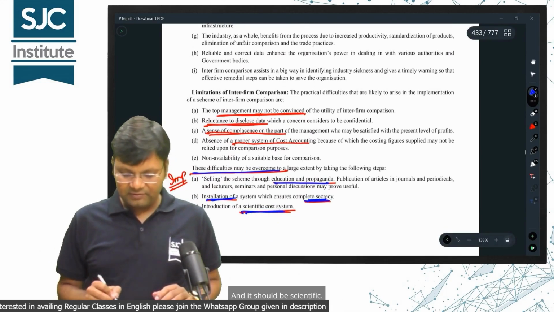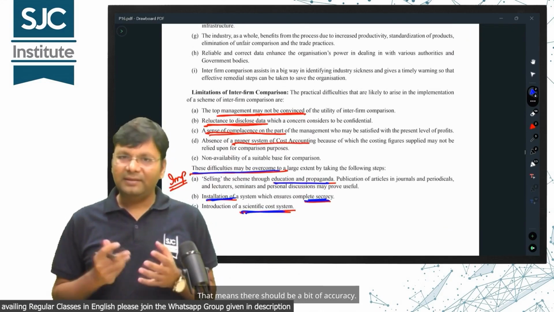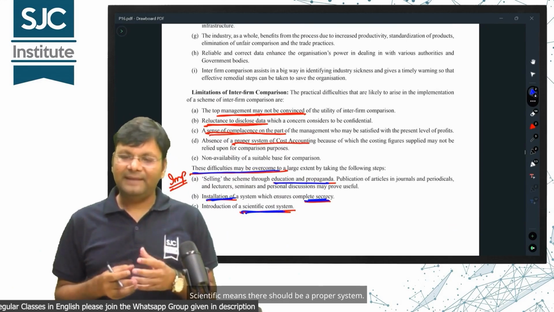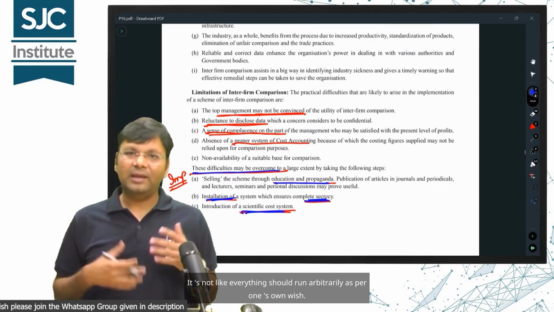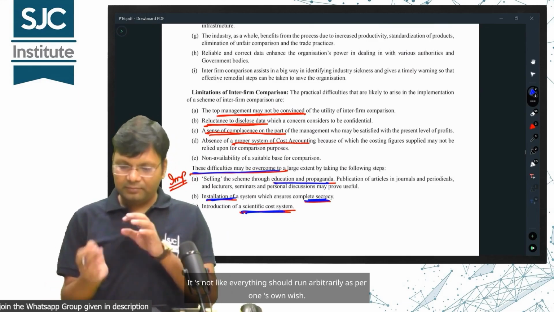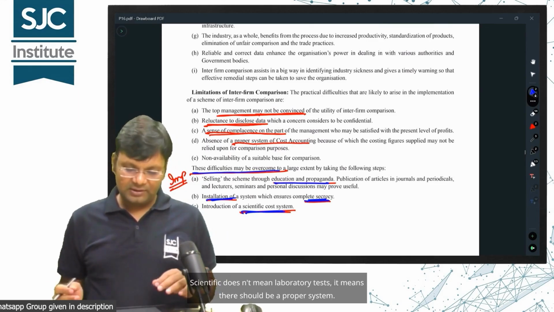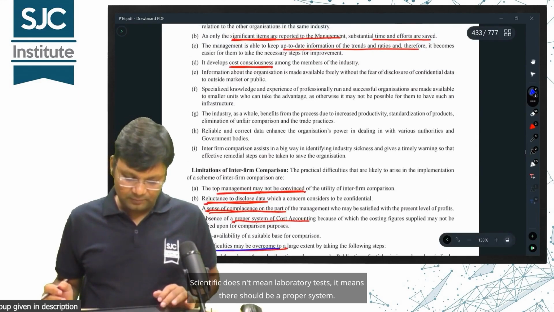And it should be scientific. That means there should be a bit of accuracy. Scientific means there should be a proper system. It's not like everything should run arbitrarily as per one's own wish. Scientific doesn't mean laboratory tests. It means there should be a proper system.